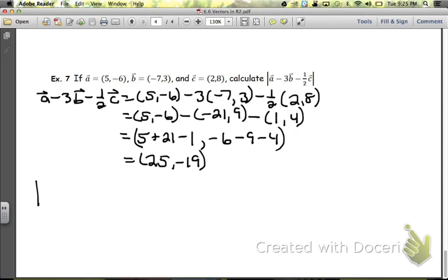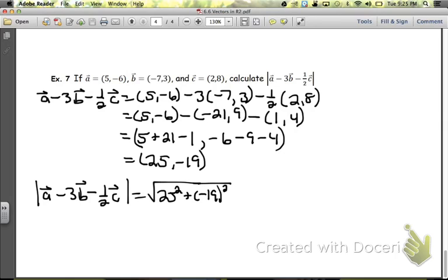So now when we're finding the magnitude of A minus 3B minus a half C, this will just be equal to the square root of 25 squared plus negative 19 squared, which is equal to the square root of 986, so this will be approximately equal to 31.4 units. And that is the end of our lesson for today.